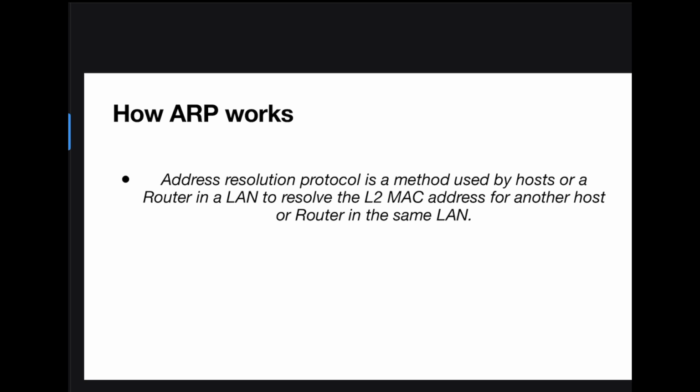So it's a discovery process, resolving the MAC address for the host device or the router that you want to communicate with. That is essentially what Address Resolution Protocol does. It's basically mapping the layer 3 IP address with the layer 2 MAC address of the corresponding device that you want to communicate with, be it a host device, a PC, a laptop, or a router. So that's what ARP is doing.